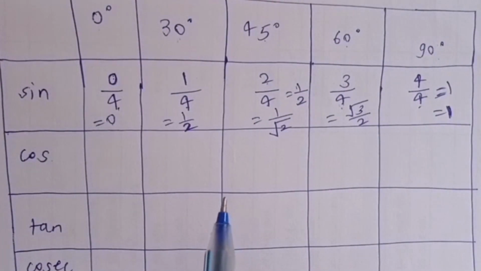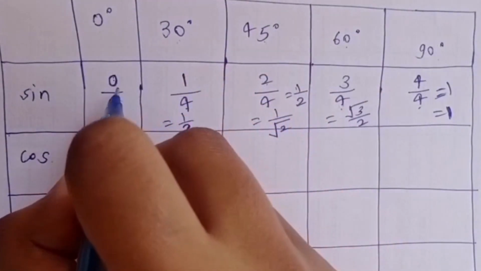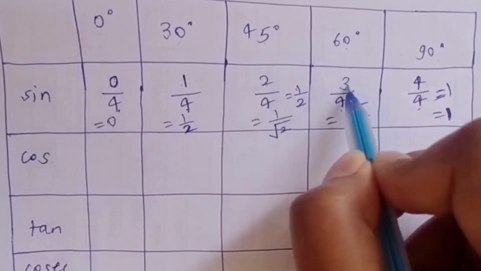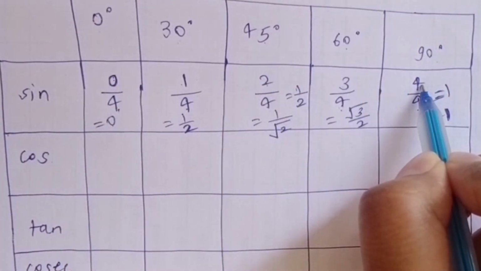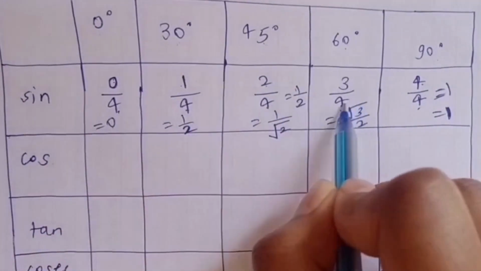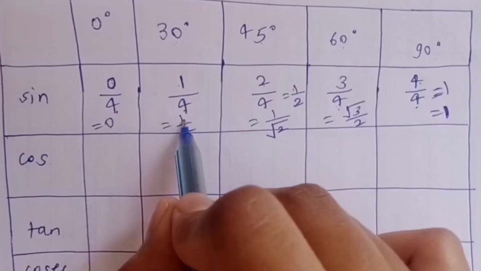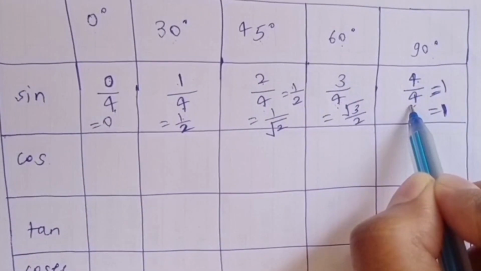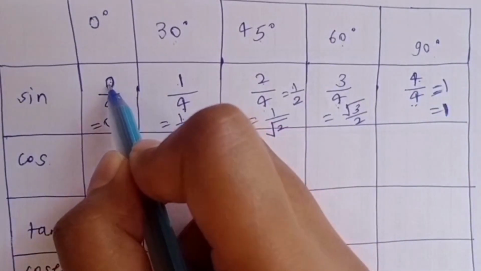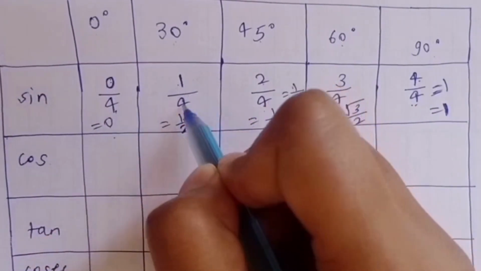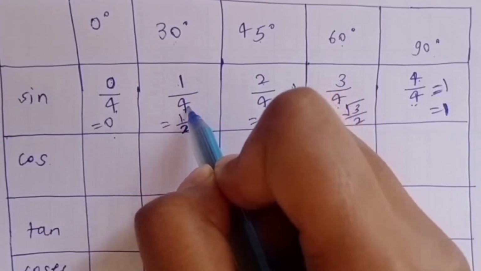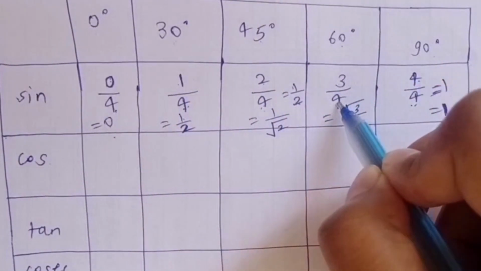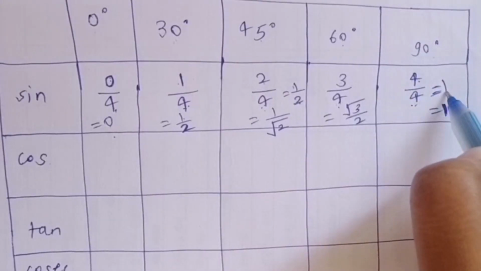Let's revise once again. First, start writing numbers from 0 to 4. That is 0, 1, 2, 3, 4. Divide each number by 4. So we will get 0 by 4, 1 by 4, 2 by 4, 3 by 4 and 4 by 4. Then we will simplify the ratio. So 0 by 4 is 0, 1 by 4 will remain as it is, 2 by 4 will be 1 by 2, 3 by 4 will remain as it is and 4 by 4 is 1.